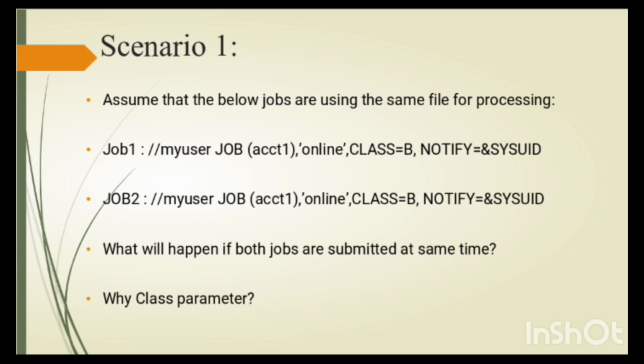there is a first scenario. Assume that the below jobs are used for the same file processing. Same file processing means the job name is the same, using the same file, the input is the same, everything is the same. So what will happen exactly is that job 1 starts executing first because it is first in row, and after that job 2 will be on hold, and when job 1 execution is completed, after that job 2 starts execution.